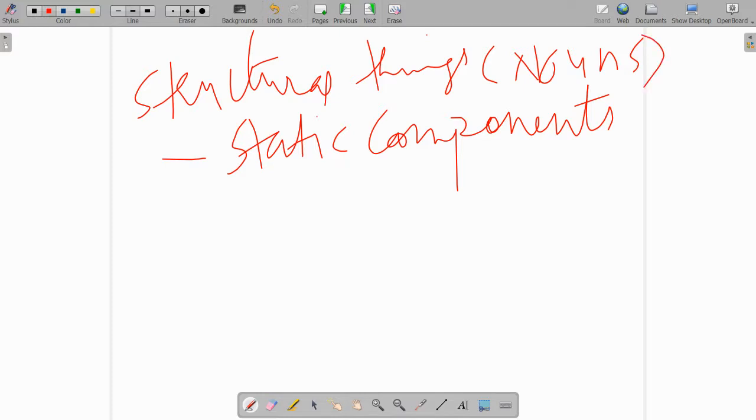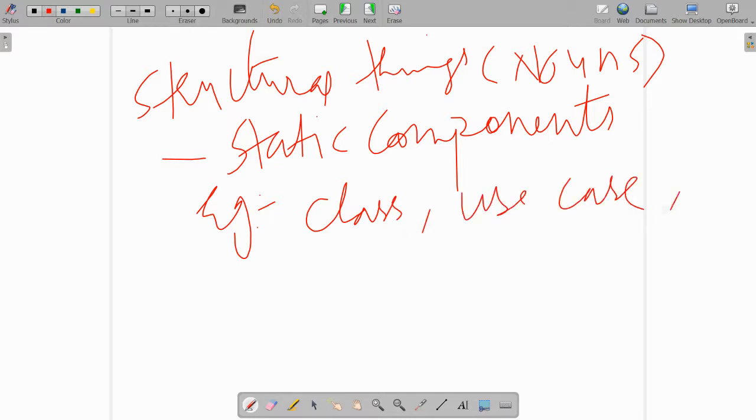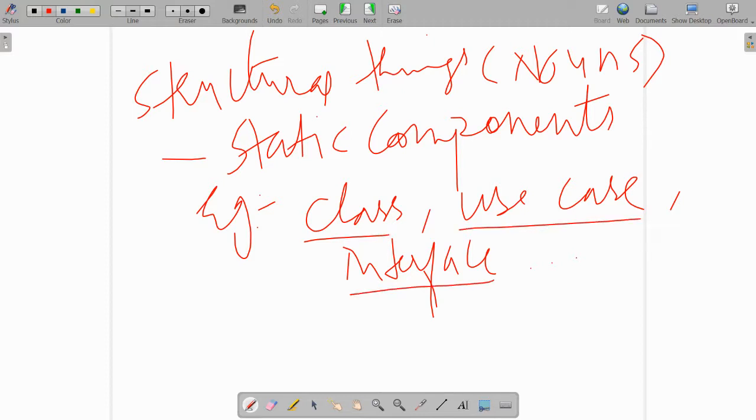Okay, so under this UML, if I have to give the example of structural things, it can be class, it can be use case. We will study the use case later. And it can be your interface. Okay, so in terms of your UML, you have these different structural things. Okay, these are nothing but nouns.